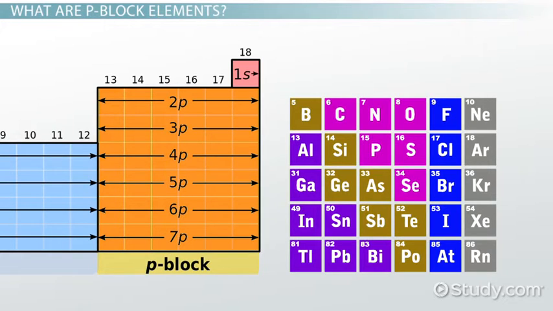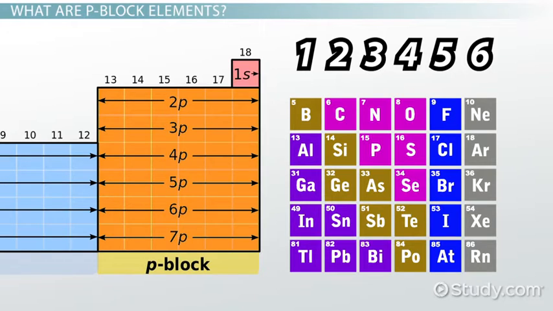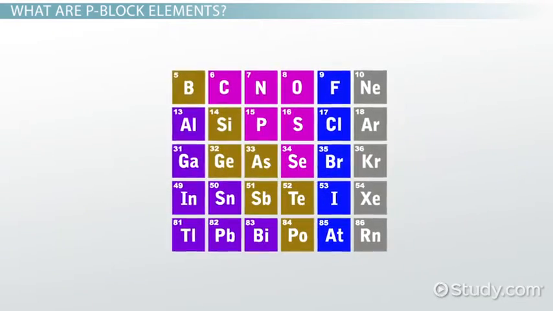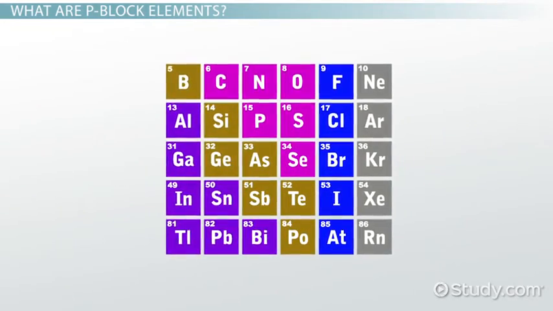Elements in column 3A, the first column of the p block, have 1 valence electron. Elements in column 4A, the second column of the p block, have 2 valence electrons. The trend continues this way until we reach column 8A, which has 6 valence electrons. There are 35 elements that live in the p block, which can be seen here.